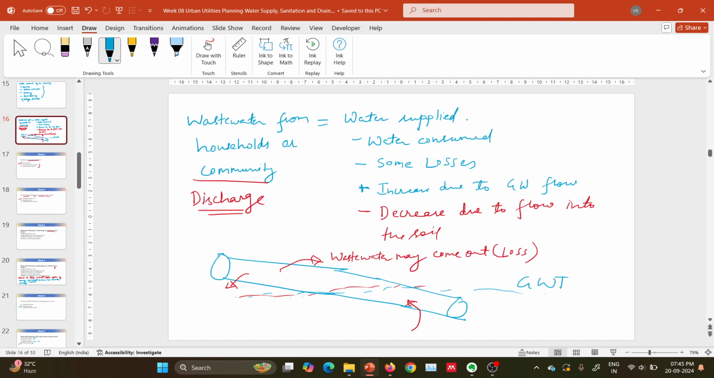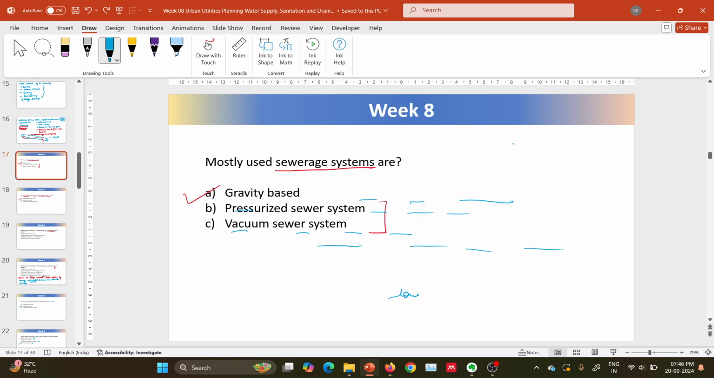Water supplied plus water used from wells, rivers, or lakes. So if they are consuming water from their bore wells, rivers, and lakes, then it will also add on to the wastewater.